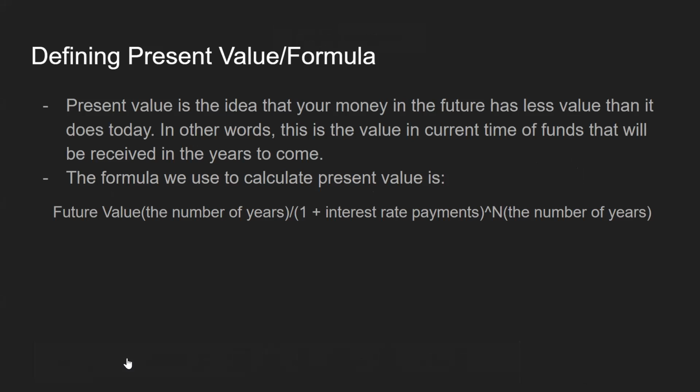So in other words, this is the value in current time of funds that will be received in the years to come. So the formula we use to calculate present value is future value, divided by 1 plus the interest rate of payments to the power of n, so the number of years.